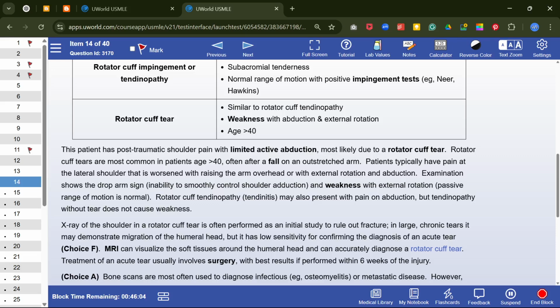Rotator cuff tendinitis may also present with pain on abduction, but tendinopathy without tear does not cause weakness. X-ray of the shoulder in rotator cuff tear is often performed as an initial study to rule out fracture. In large chronic tears, it may demonstrate migration of the humeral head, but it has low sensitivity for confirming the diagnosis of an acute tear.